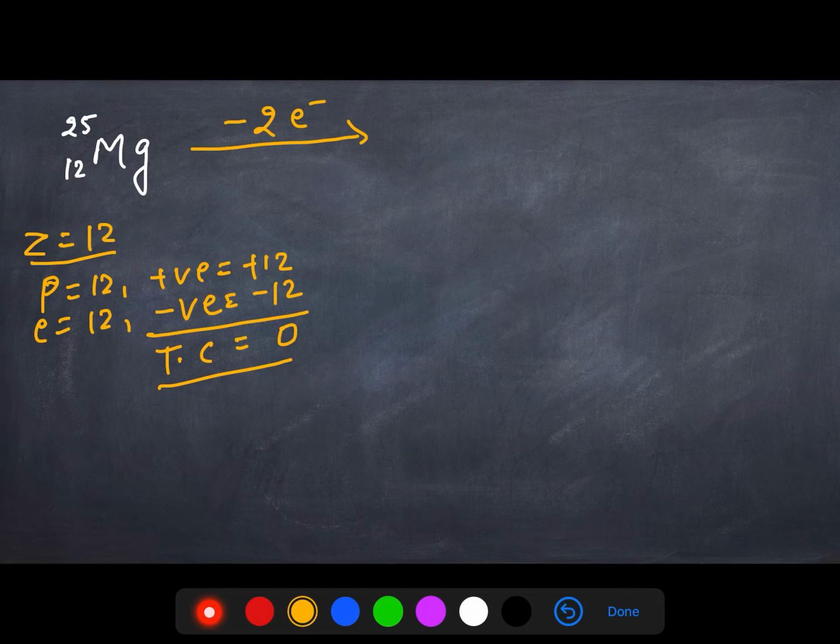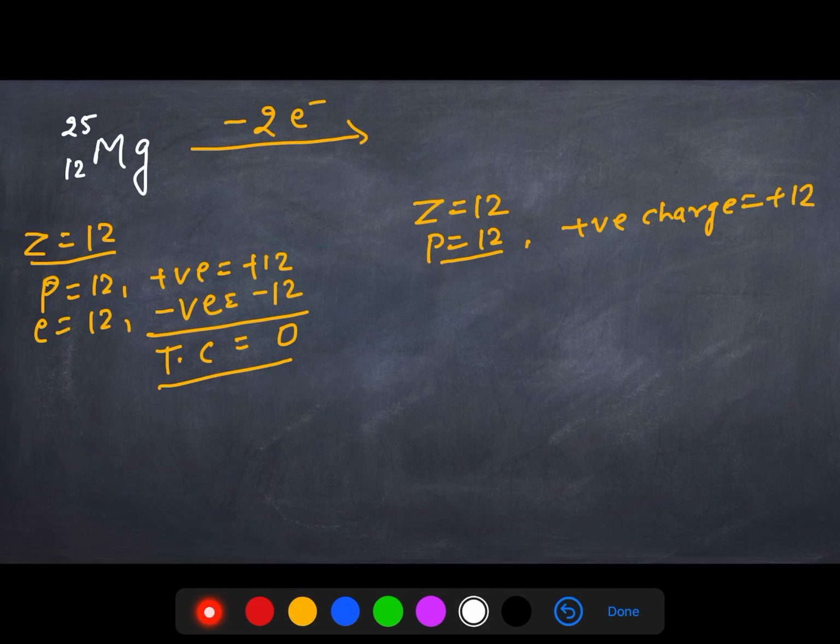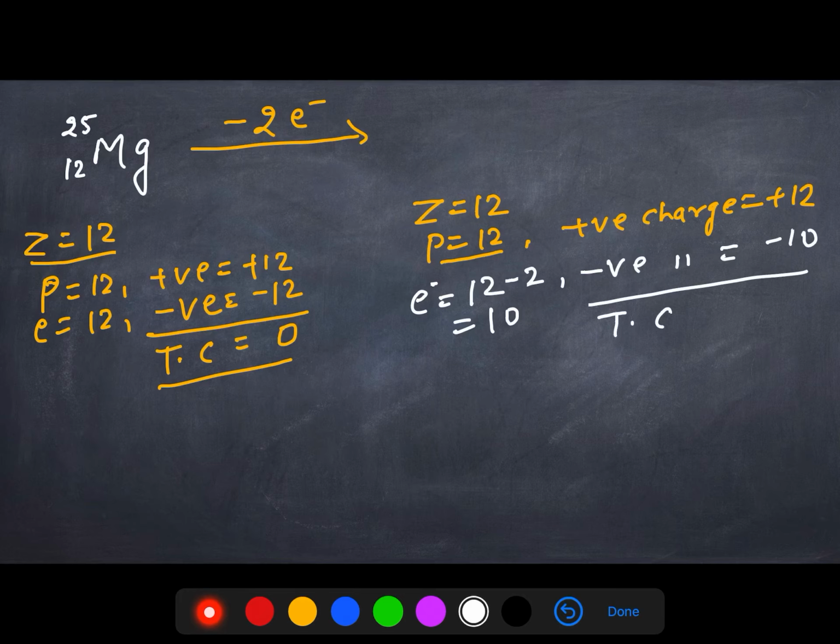Fine. Let's assume it loses 2 electrons. Now what happens after the loss of 2 electrons? Since electrons are lost, and we know that the atomic number will remain the same, the number of protons remains the same, and because of 12 protons, the positive charge that we have is again plus 12. But we don't have the same number of electrons anymore. Out of 12 electrons, it lost 2 electrons. We are left with 10 electrons now, right? Because of 10 electrons, the total negative charge will be minus 10.